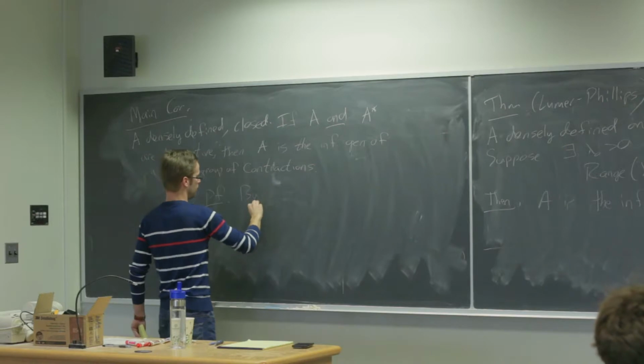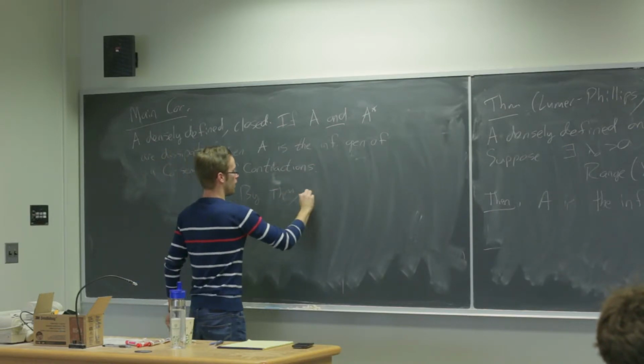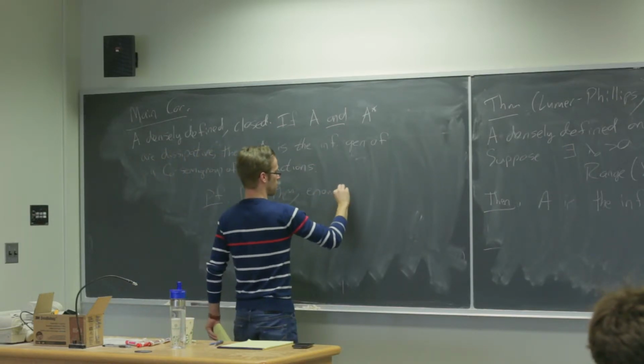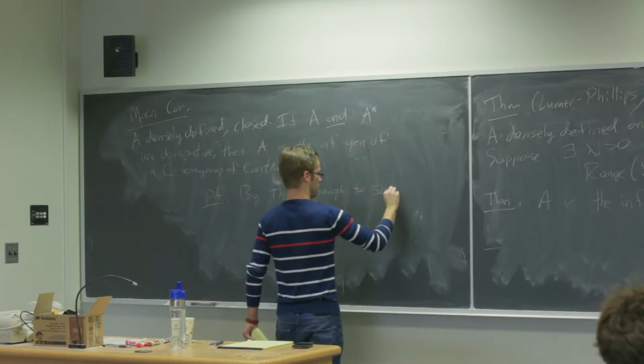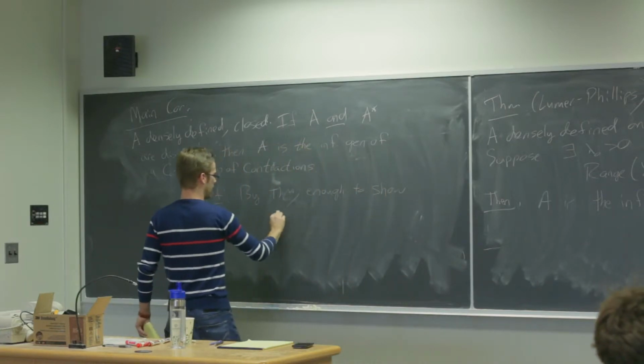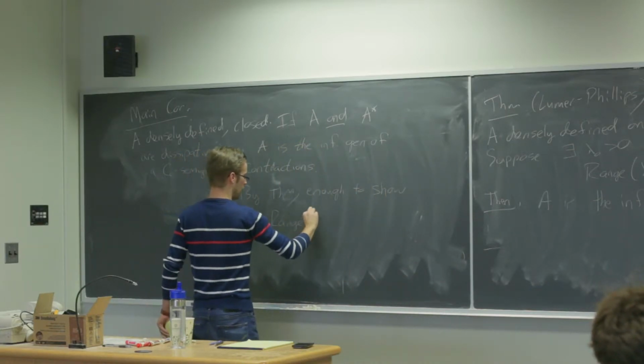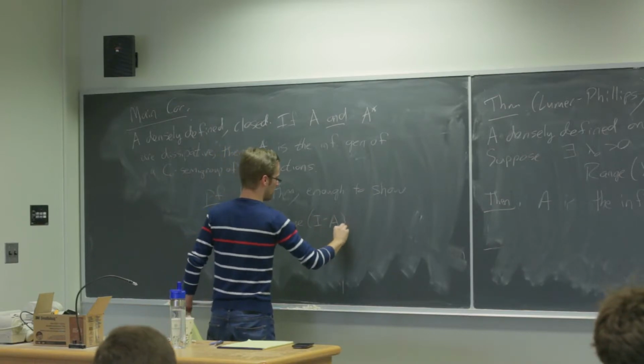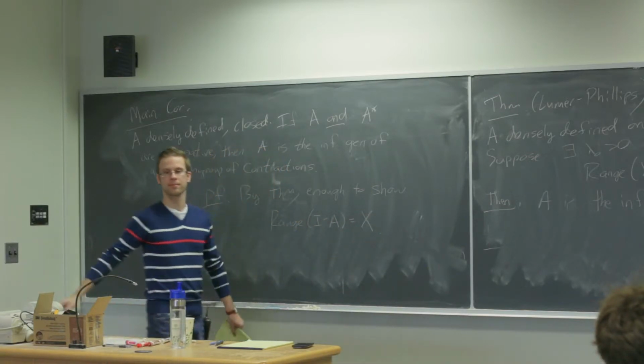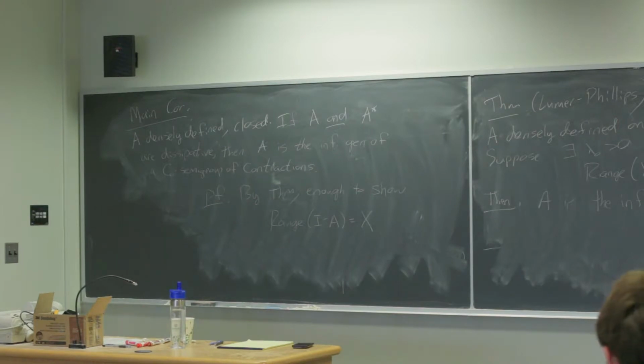So by the theorem, it's enough to show the following. The range of identity minus A is equal to X. You agree? I take my lambda 0 as 1. If I can show this, then by Lumer-Phillips I'm done. So the goal is to show this.